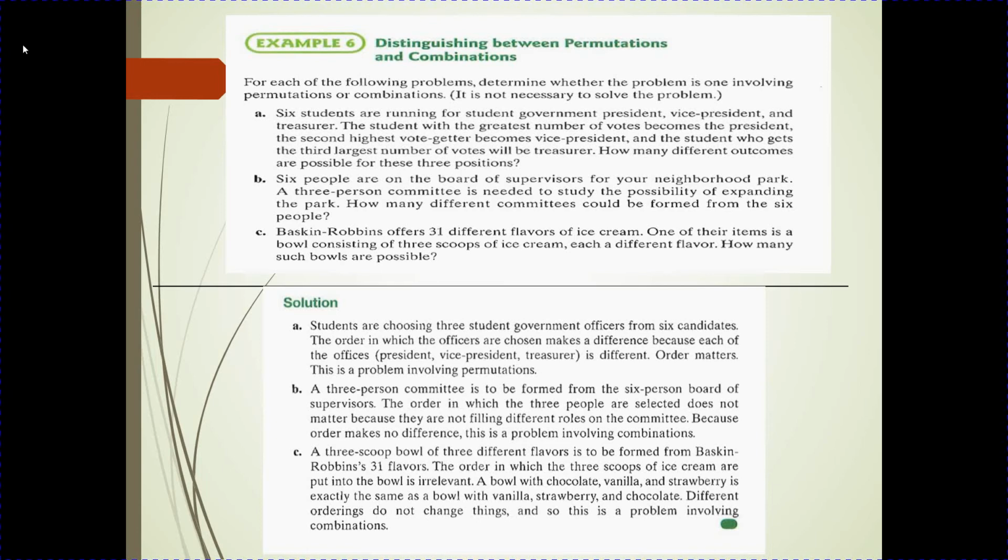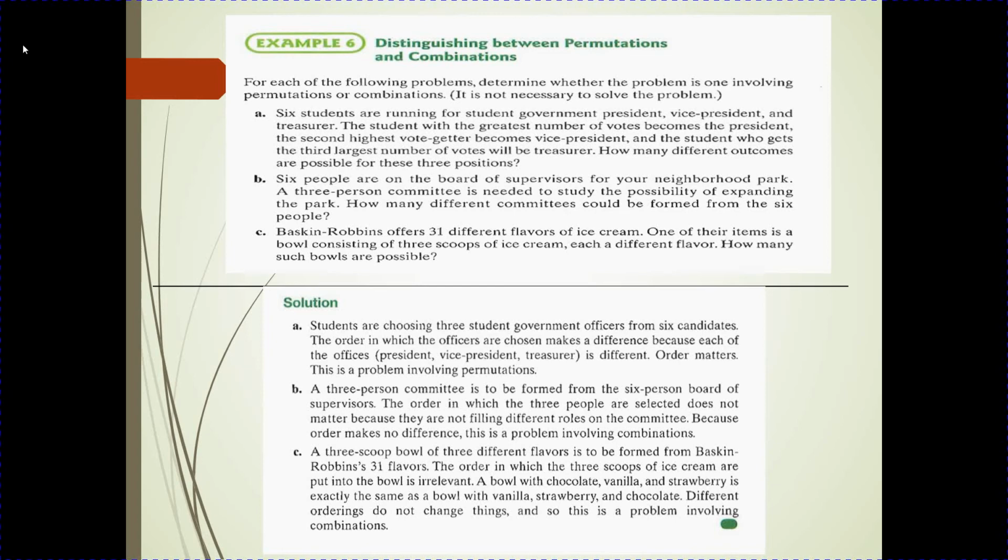For B, 6 people are on the board of supervisors for your neighborhood park. A 3-person committee is needed to study the possibility of expanding the park. How many different committees could be formed from the 6 people?